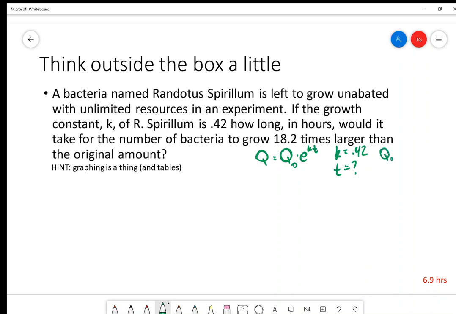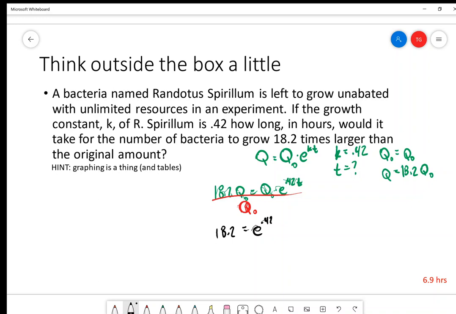All I know about Q naught is that it's Q naught. And we do know something about Q, it's 18.2 times the initial amount. So if we plug all this in, we get 18.2 times Q naught equals Q naught times e to the 0.42t, where t is the thing we need to know. Now we can divide both sides by Q naught, and what we're left with is just 18.2 equals e to the 0.42t.